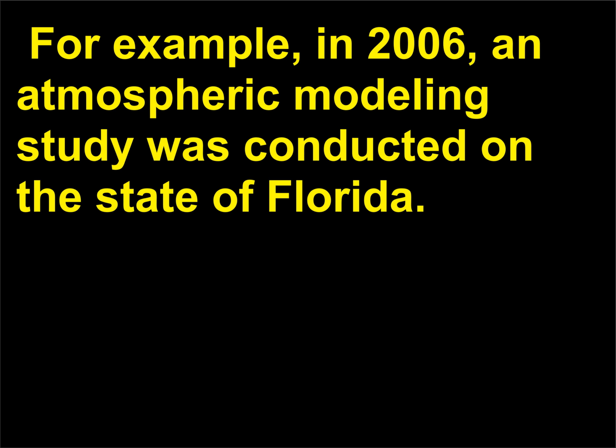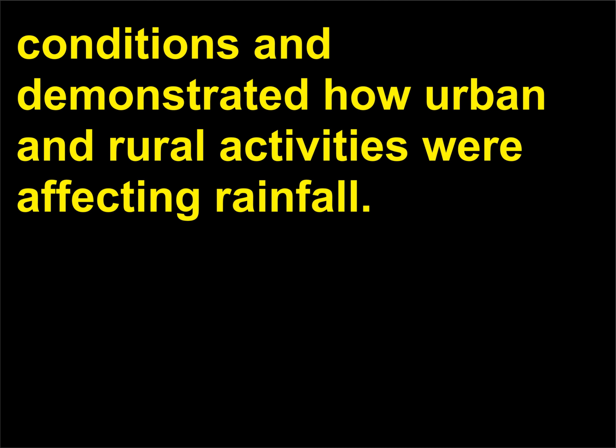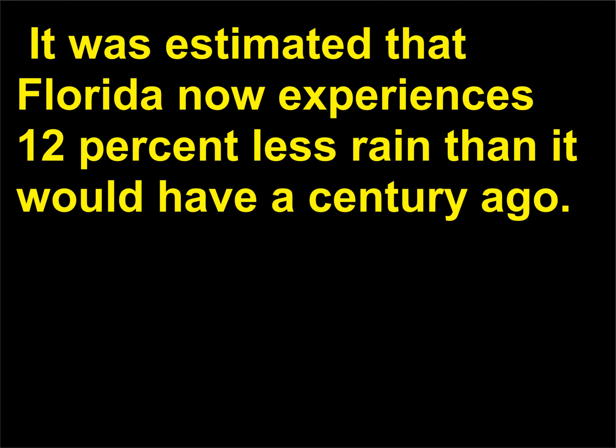For example, in 2006, an atmospheric modeling study was conducted on the state of Florida. Scientists compared estimates of vegetation coverage in the year 1900 with present conditions and demonstrated how urban and rural activities were affecting rainfall. It was estimated that Florida now experiences 12% less rain than it would have a century ago.